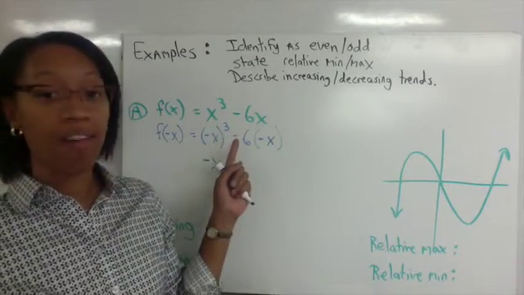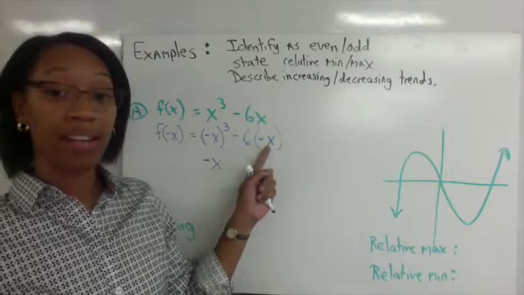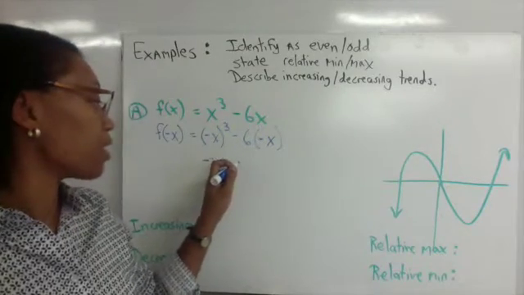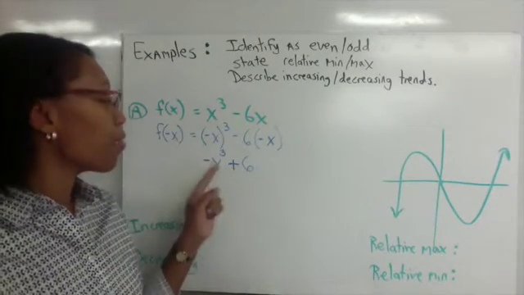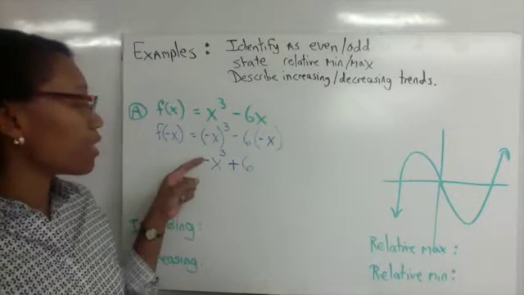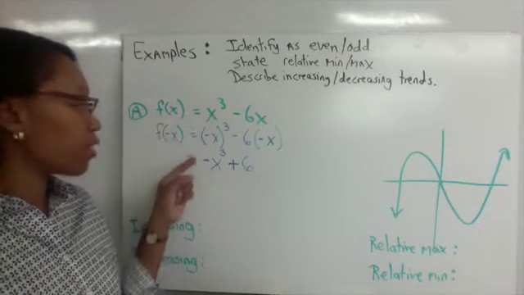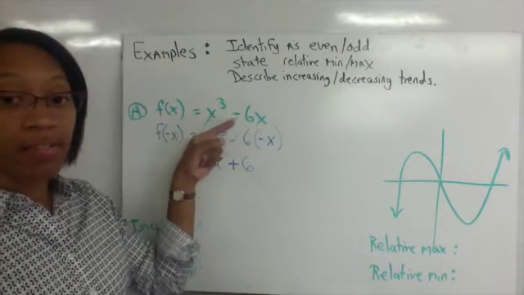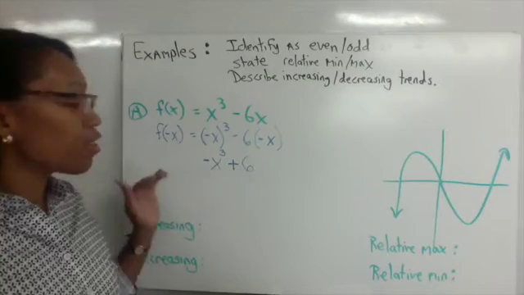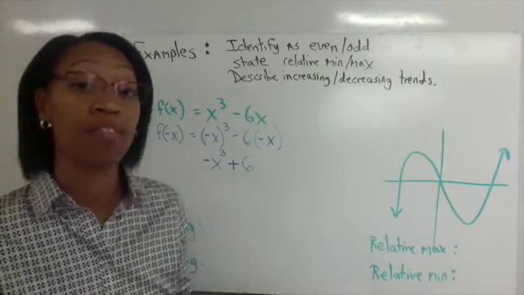Okay, here I have a negative 6 times negative x. Negative times negative cancels out to give me plus 6x. Okay, now we compare this to the original one, and it looks like the only difference is that the signs have changed. Before, the x cubed was positive, now it's negative. This was negative, now it's positive. So since all of the signs changed, I know that this is an odd function.